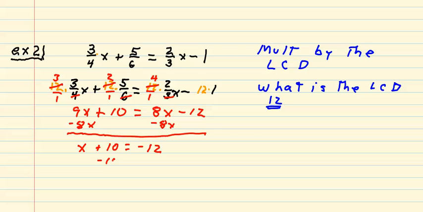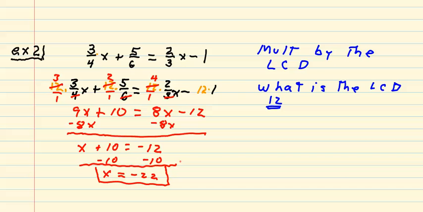Then I subtract 10 from both sides. Pay attention to your signs. I noticed that some people are messing the problems up because of the signs, but minus 12 and a minus 10 is minus 22. And we have our answer.